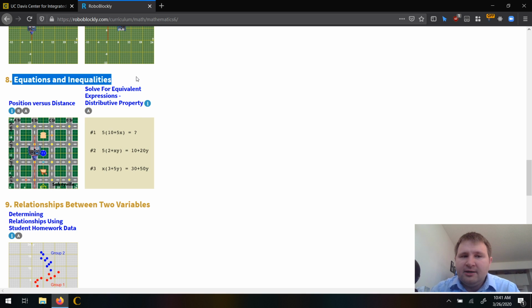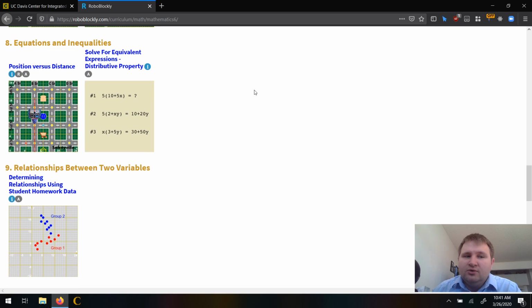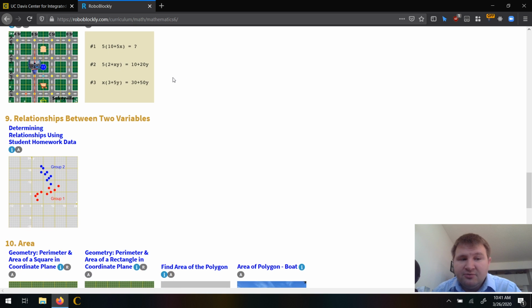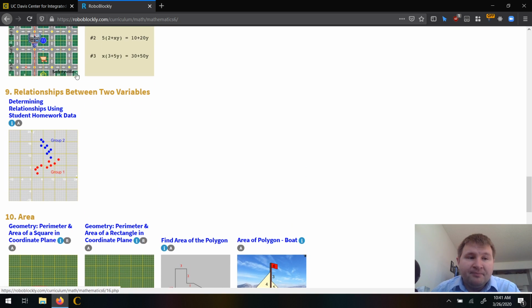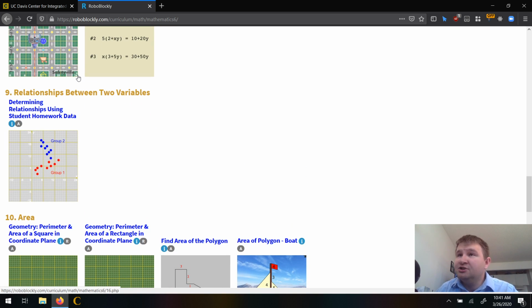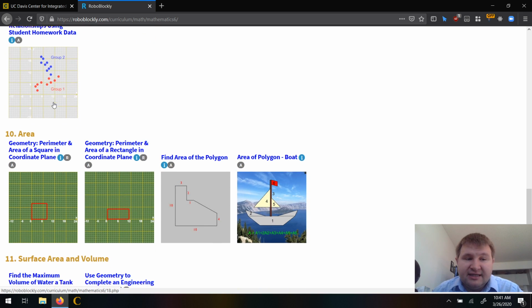Section 8, we talk about equations and inequalities, so looking at position versus distance traveled. We look at solving simple equations using the distributive property, starting to look at relationships between variables and determining what those relationships are given a set of data.